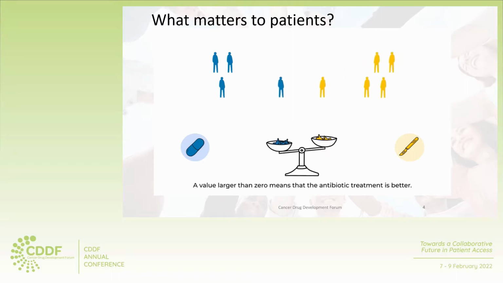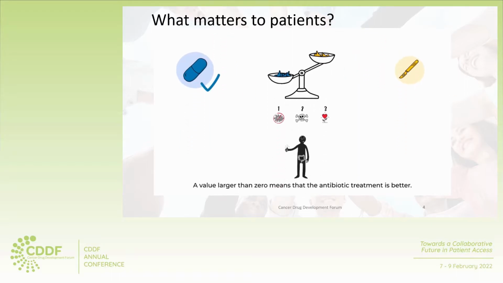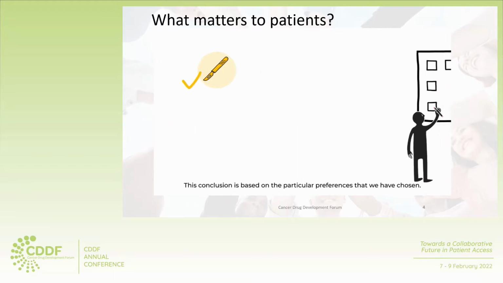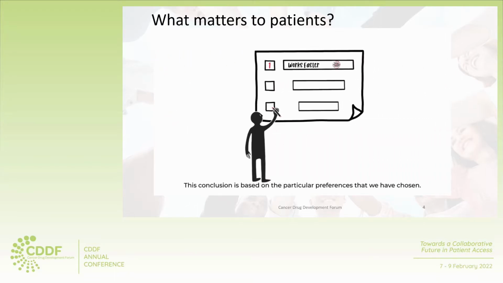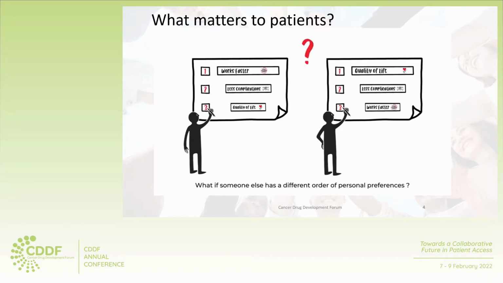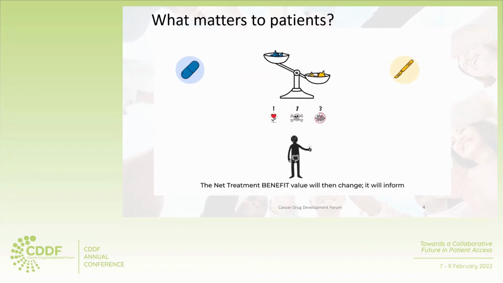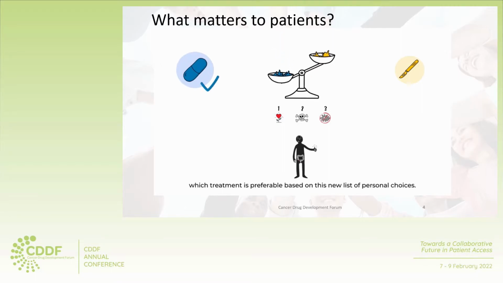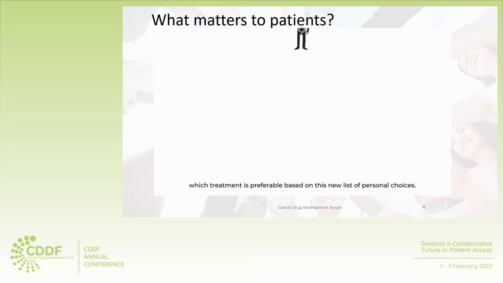A value larger than 0 means that the antibiotic treatment is better. If the net treatment benefit is less than 0, we would choose the surgery. This conclusion is based on the particular preferences that we have chosen. What if someone else had a different order of personal preferences? The net treatment benefit value will then change. It will inform which treatment is preferable based on this new list of personal choices.